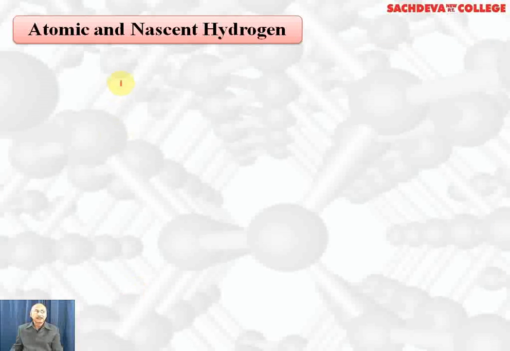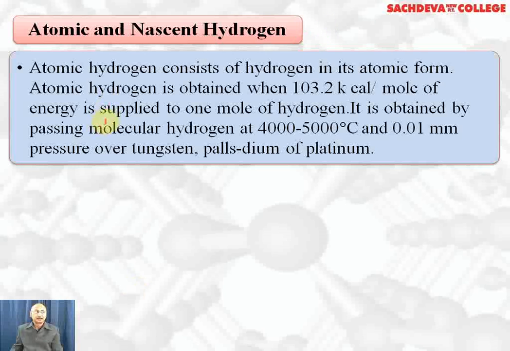Next topic we are taking atomic and nascent hydrogen. Atomic hydrogen consists of hydrogen in atomic form. It is obtained by dissociation of the hydrogen molecule when 103.2 kilocalories or 436 kilojoules per mole of energy is supplied. It is obtained by passing molecular hydrogen at 4000 to 5000 degrees centigrade at a low pressure of 0.01 mm over tungsten, palladium or platinum.